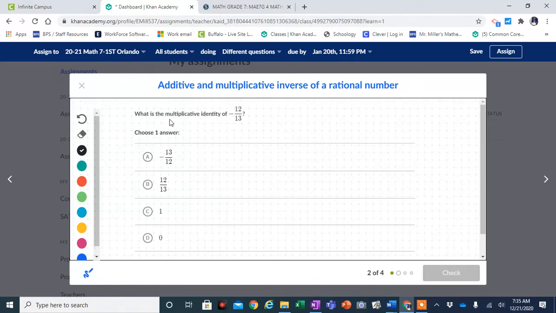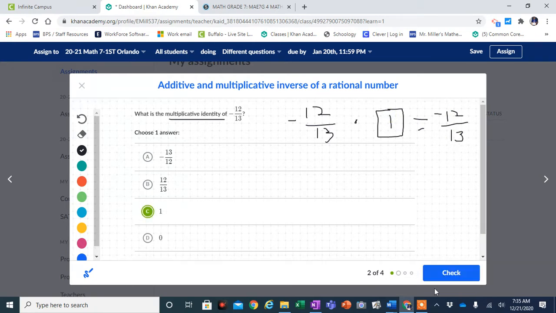Multiplicative identity. So this is different, identity. So that means what do you multiply negative 12 over 13 by in order to get negative 12 over 13? So you'd have to multiply by 1 because it says identity.